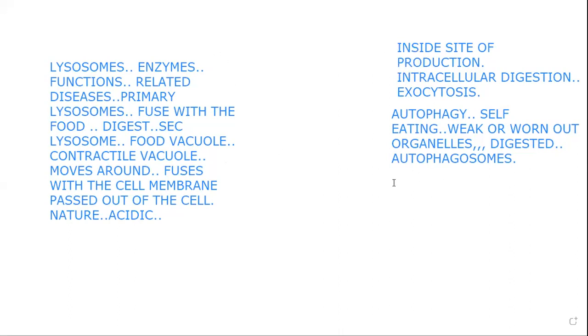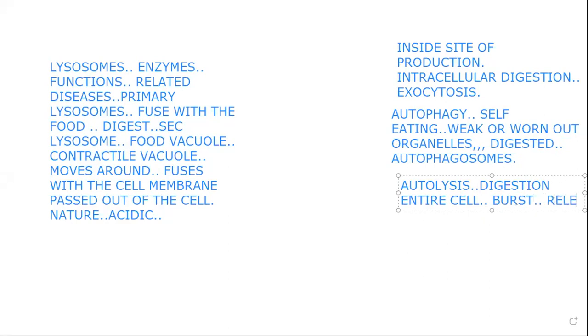The next process is autolysis. Autophagy is eating of a part of a cell. Autolysis is digestion of the entire cell. The lysosomes burst or release their secretions in the cytoplasm.